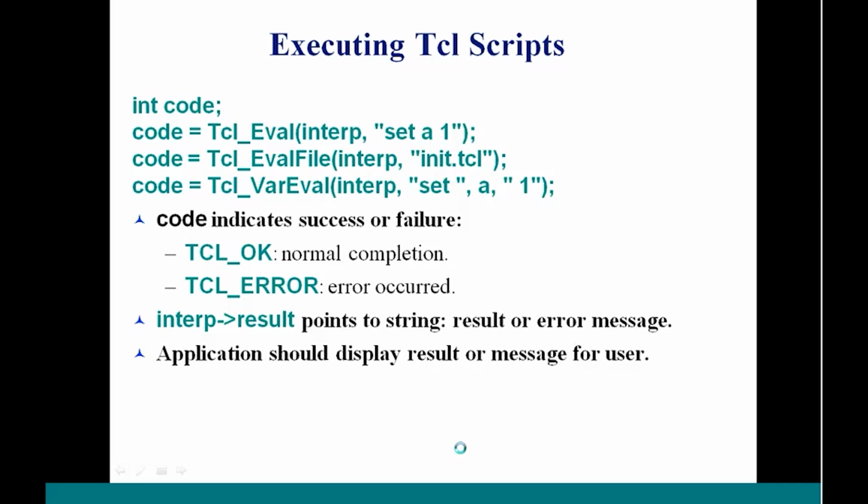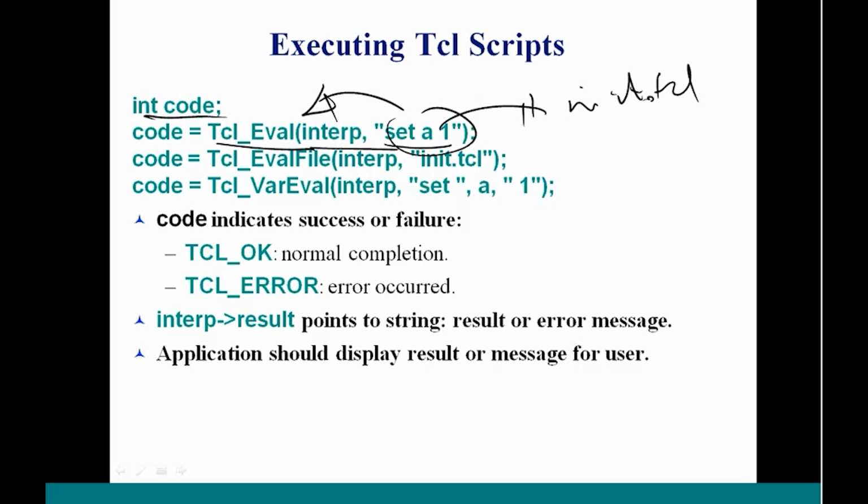So now, how do we execute Tcl scripts essentially? Here we have this variable declared, and then we can use Tcl_Eval with interp and "set a 1". This is one way to execute the Tcl script. The other one is that we can put it into a file called init.tcl, and then we can just say Tcl_EvalFile, interp, and then that file name.